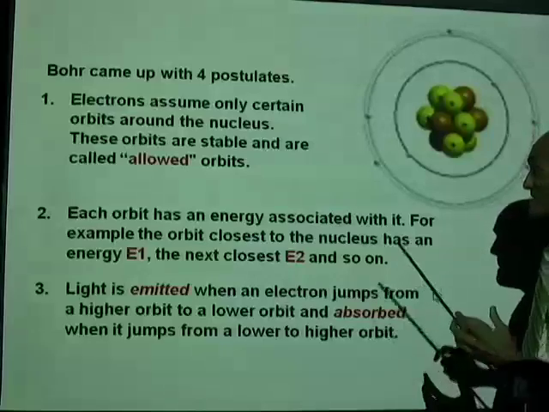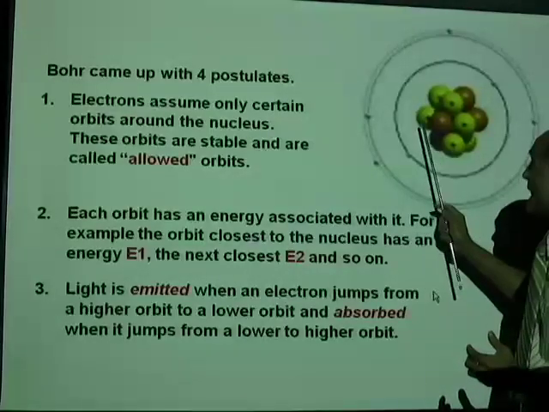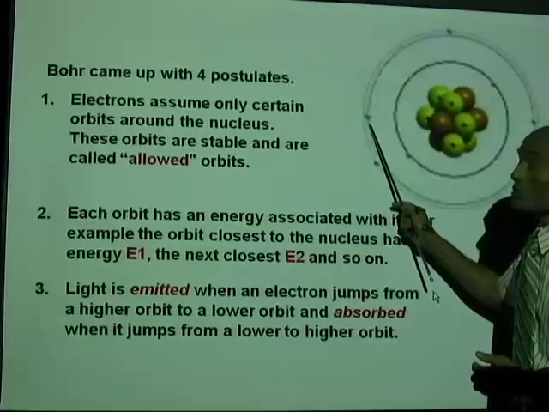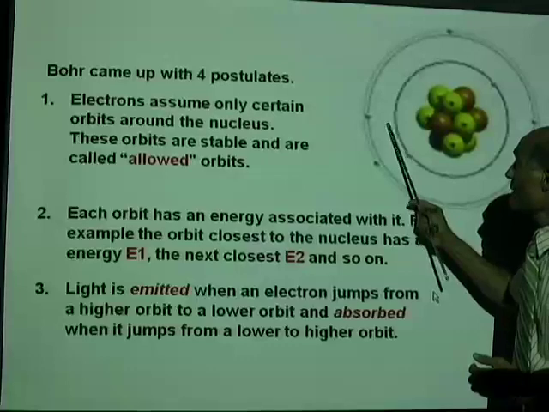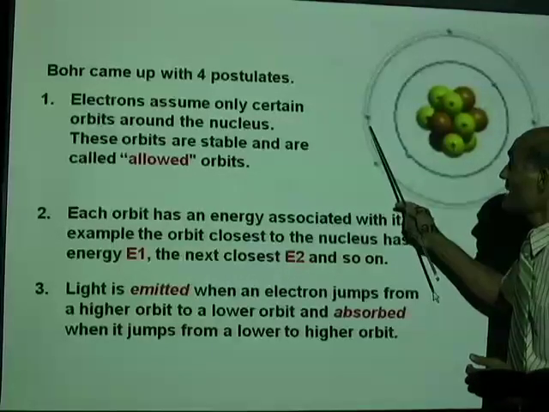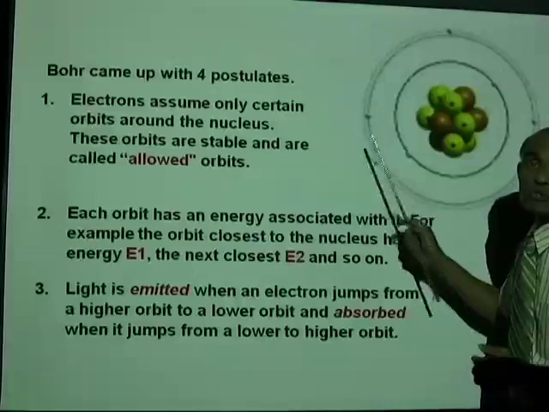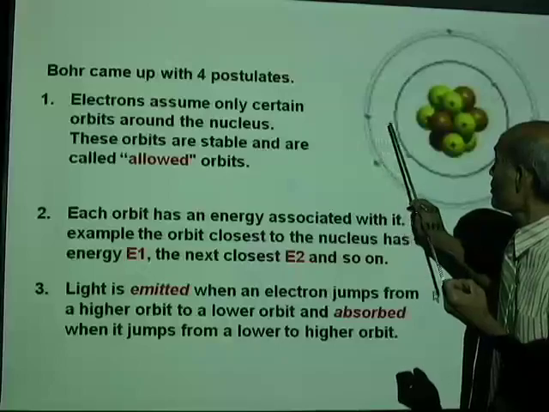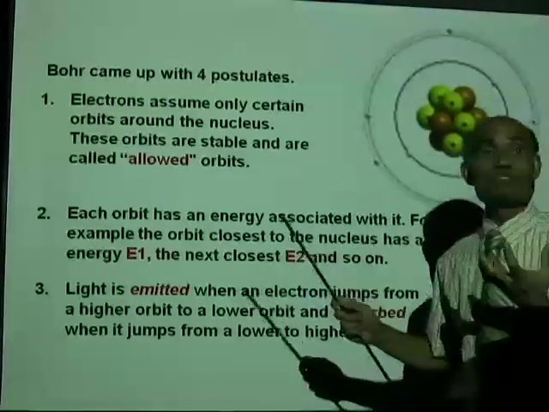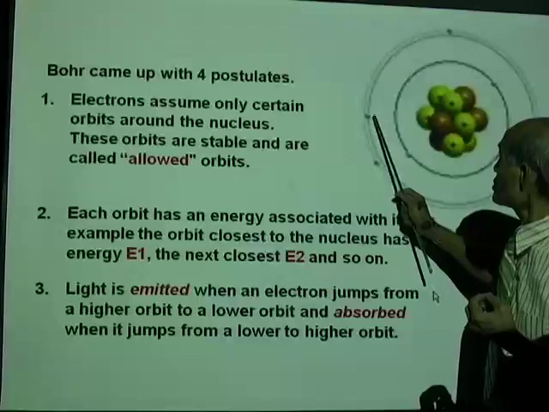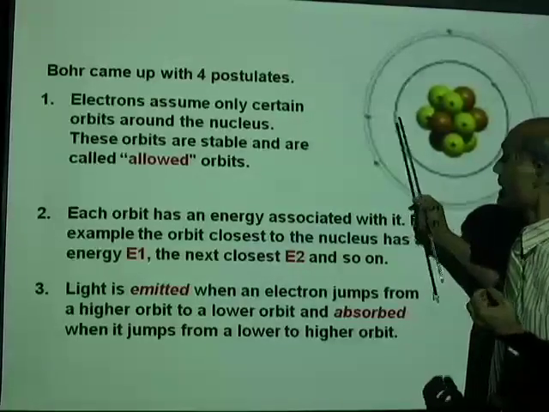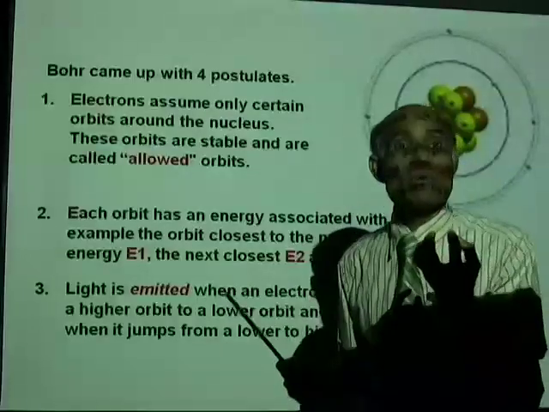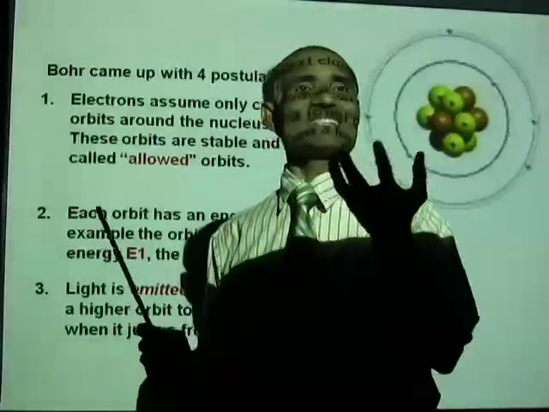So light is emitted when an electron jumps from a higher orbit. If an electron from orbit 2 jumps to orbit 1, now in order to be in orbit 2, an electron has to have a certain amount of energy. And if that electron is going to stay in orbit 1, its energy has to be less. So if an electron jumps from this orbit to here, it has to throw away the extra energy. And this thrown away energy is what you see as light.